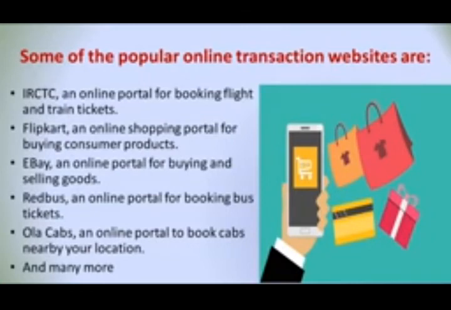Now the screen displays various online transaction websites. First is IRCTC, that is Indian Railway Catering and Tourism Corporation, which is an online portal for booking flights and train tickets. Second is Flipkart, an online shopping portal for buying consumer products. Amazon can also be one of the examples. eBay, an online portal for buying and selling goods. Redbus, an online portal for booking bus tickets. Then Ola Cab, an online portal to book cabs nearby your location, and there are many more.